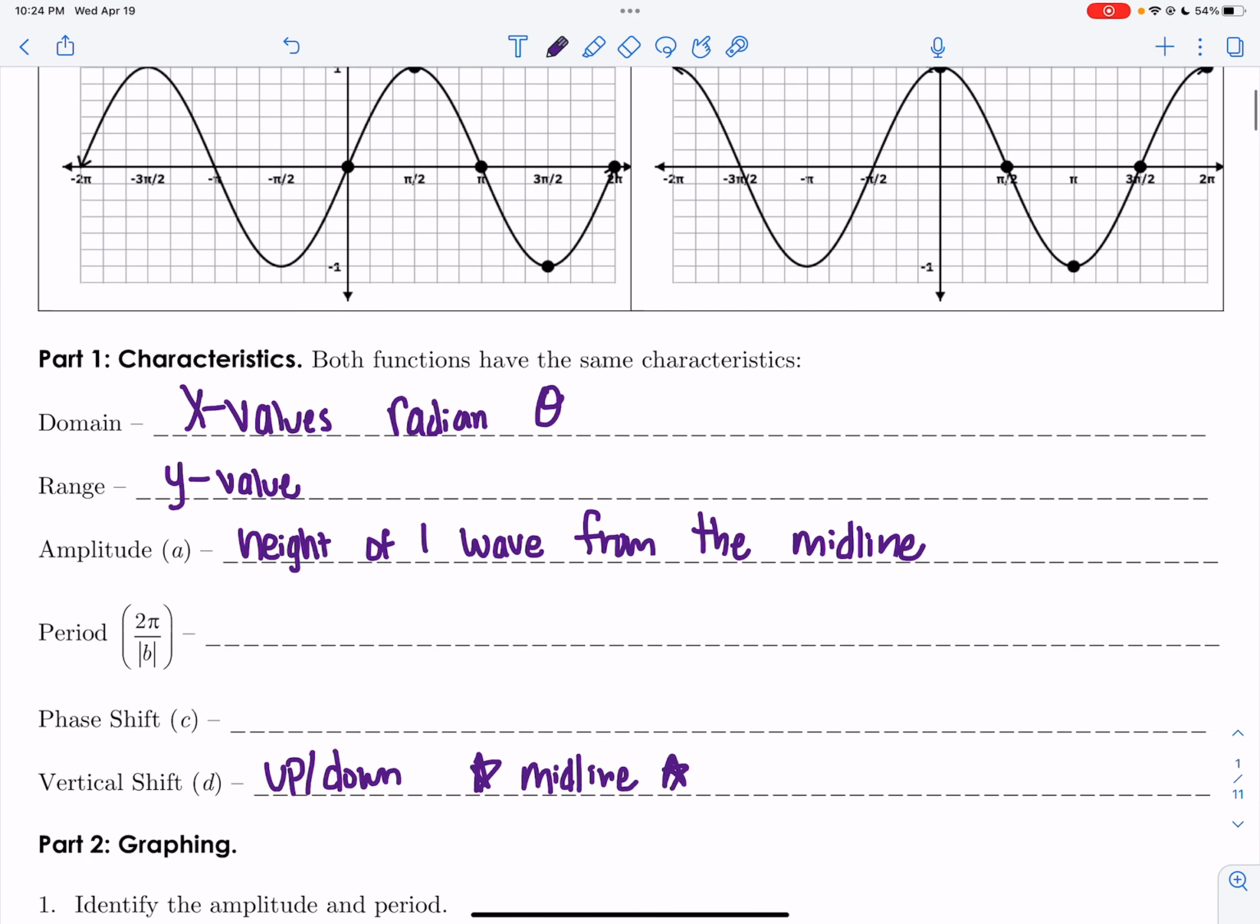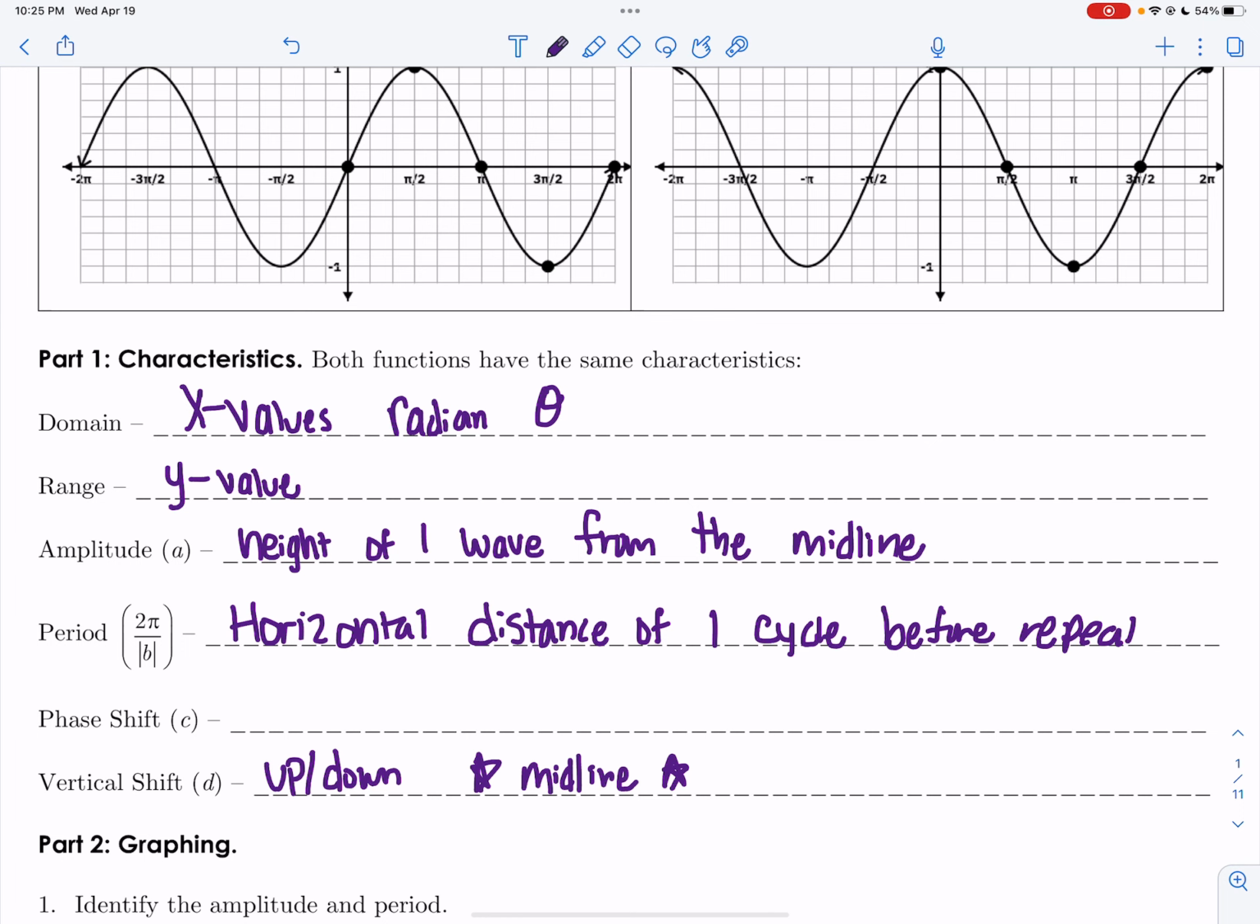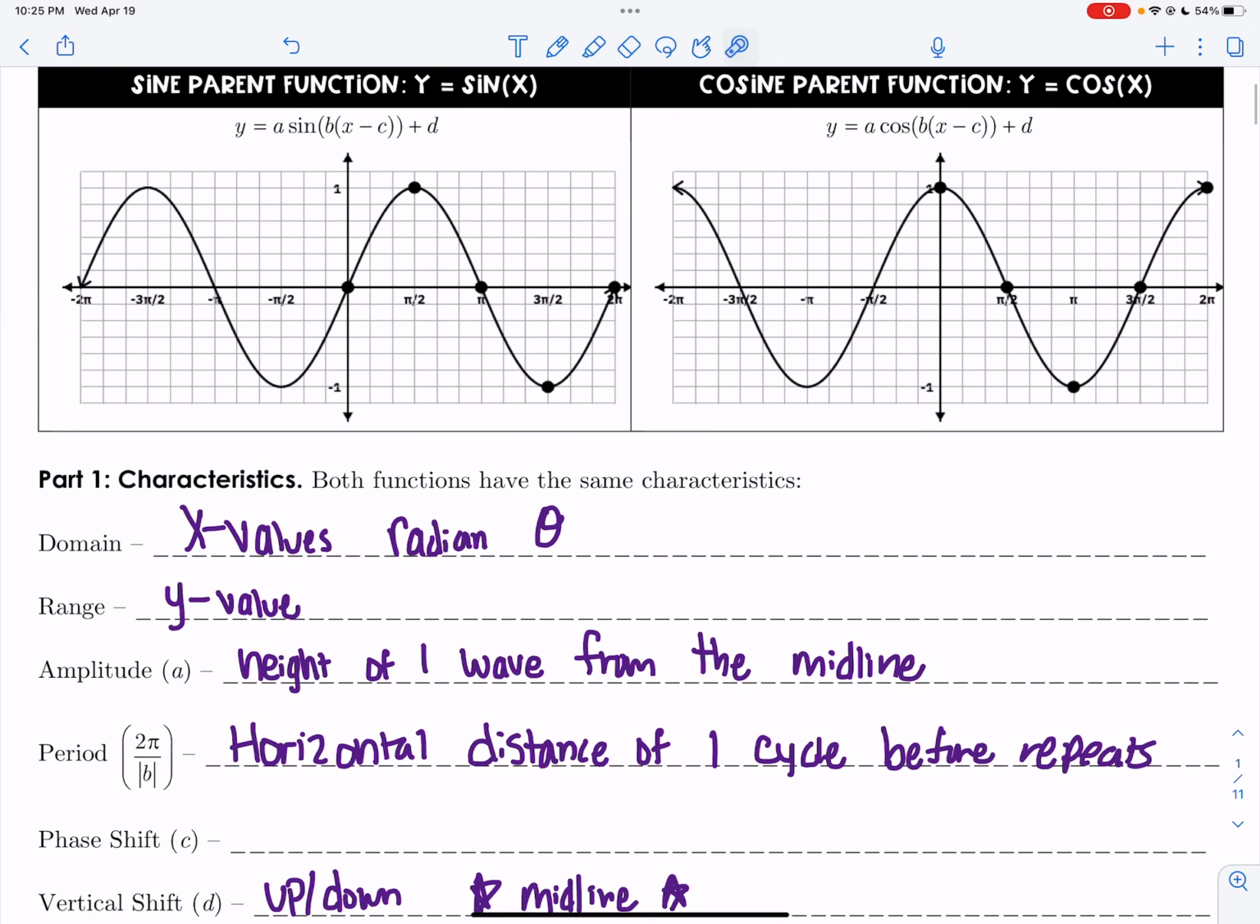The period is the horizontal distance of one cycle before it starts repeating. So you'll see here that I have dots right here. And then going afterwards, I'm going to start repeating. Or from here, you'll see that, oh, I have this dot, I'm repeating myself. So this is going to be a distance of 2 pi. If I start from my starting value and then I end at my ending value, this distance is 2 pi.